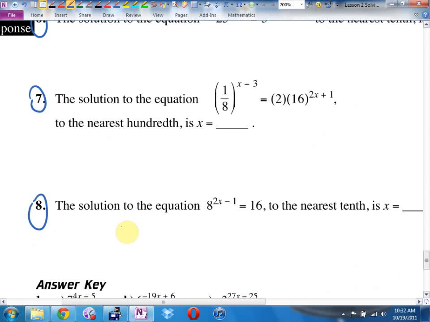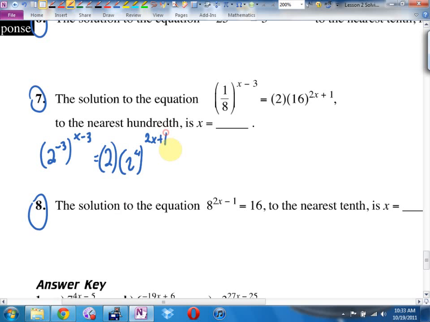What am I going to write everything as? A power of what? 5? No. 8? No. 2? Yes. So, what's 8 written as a 2? 2 to the what? What's 1 over 8 written as a 2? Okay, this first one is 2 to the negative 3 to the x minus 3 equals. I'm happy with that 2. What's 16 as a 2? 2 to the 4th to the 2x plus 1.